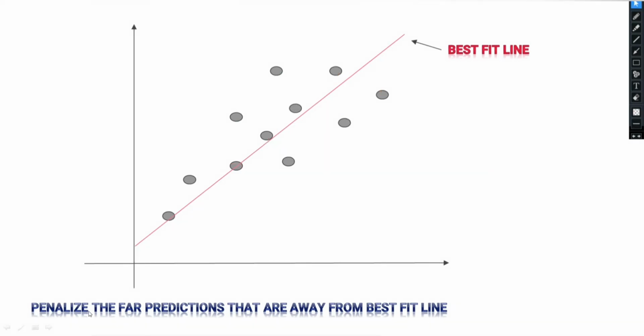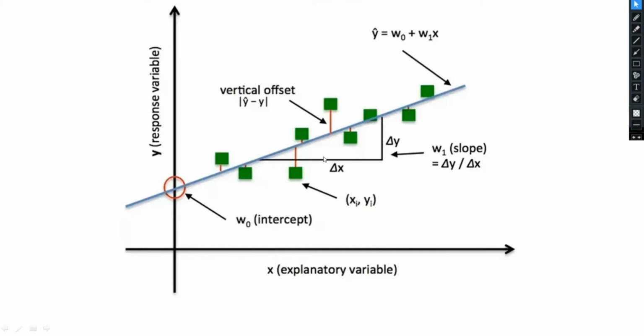Log loss penalizes predictions that are far away from the best fit line. The farther the value is from the predicted value, the higher the log loss value is. The closer the predicted value is to the actual value, the lower the log loss value is. This means the log loss value for this point will be higher than for this point, this point, and this point, which are actually on the best fitted line. It means our model's prediction and actual value are very close or almost the same in these two points. This way we calculate the log loss error for our model.